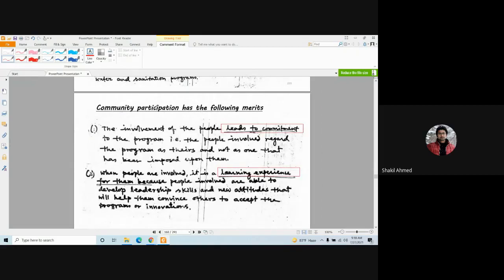What are the benefits of community participation? It leads to commitment, because if you meet the demand of the community, then the community will be committed to use the service, to maintain the service in the long run. So your service will be sustainable.